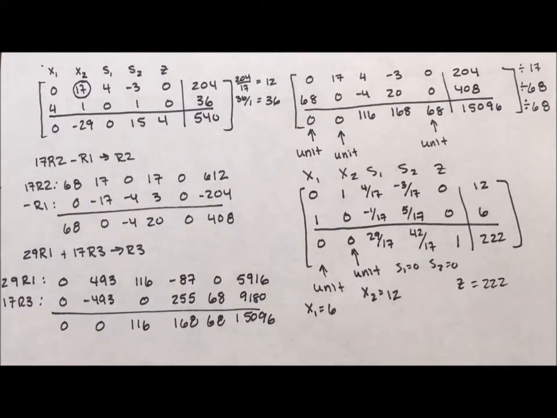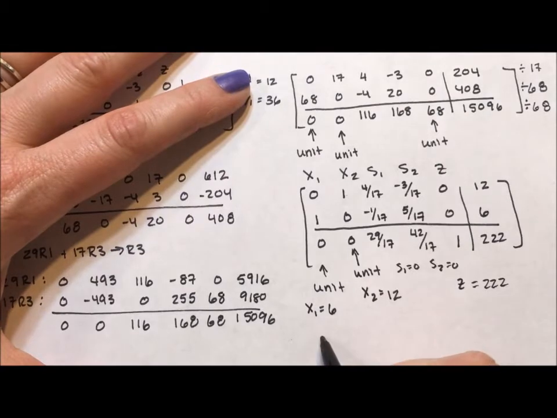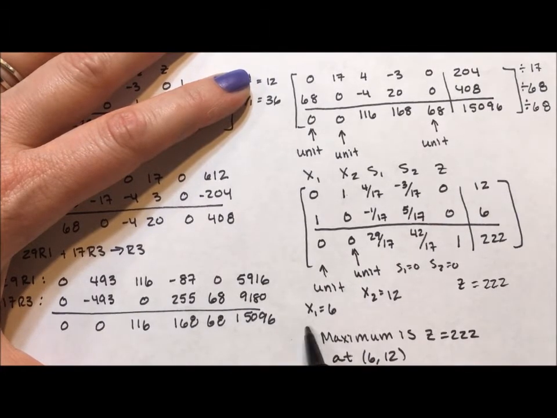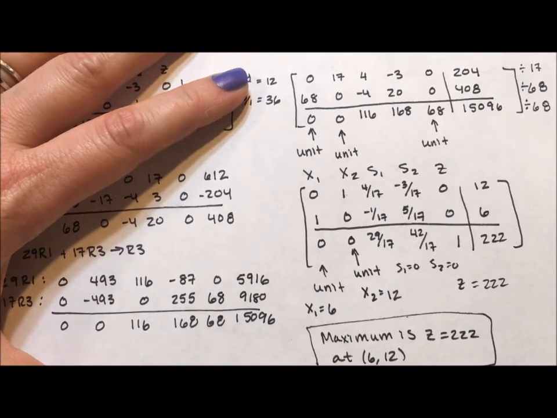So my final answer for maximizing this is the maximum is Z equals 222 at x sub 1 equals 6 and x sub 2 equals 12. There we go.